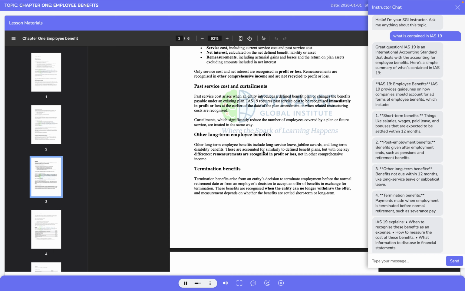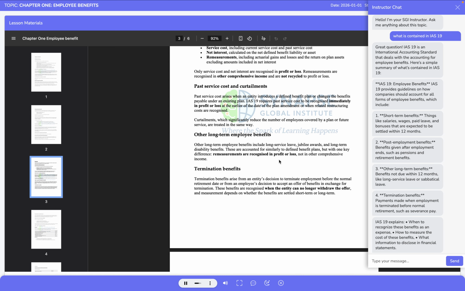IAS 19 also addresses other long-term employee benefits, such as long service leave, jubilee awards, and long-term disability benefits. These are accounted for using a method similar to defined benefit plans, but with one important difference: remeasurements are recognized in profit or loss rather than in other comprehensive income.